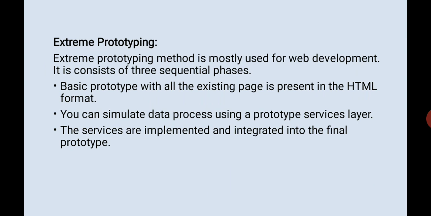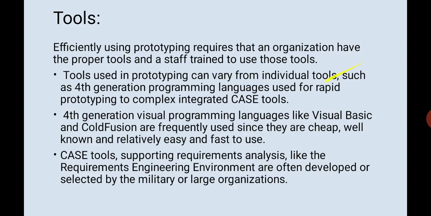Next we come to extreme prototyping. This is used in web development, and it has three sequential phases. First, a basic prototype with all the existing pages is present in the HTML format. Then you can simulate data processing using a prototype service layer. So you're doing a simulation on a service layer, and the services are implemented and integrated into the final prototype. This is extreme prototyping, and it's used in web development.